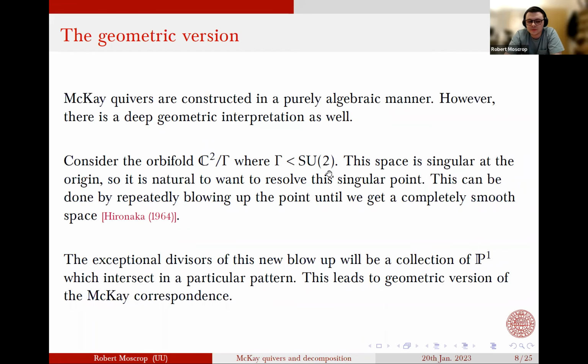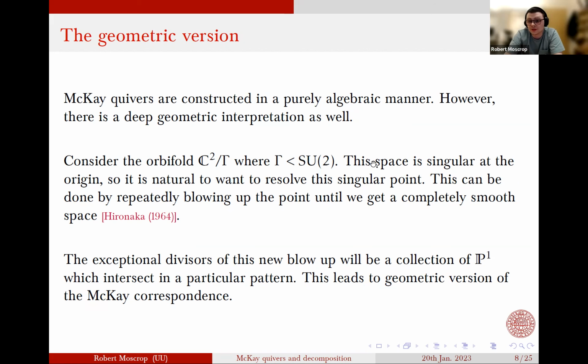I can just resolve this point. And since I'm working over a field of characteristic 0, I can always resolve this point just by blowing it up continuously. Now, what would happen is I just replace that point and I get a bunch of Riemann spheres and they intersect in some pattern. So the question is, what pattern do they intersect in?